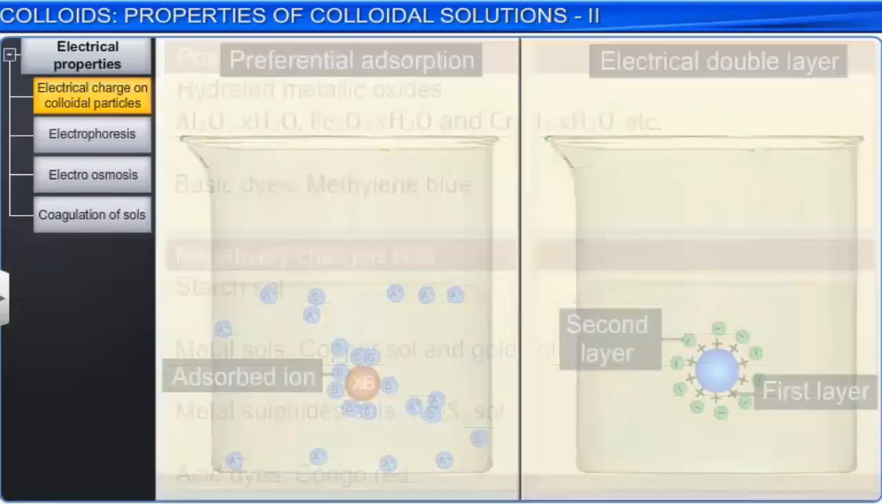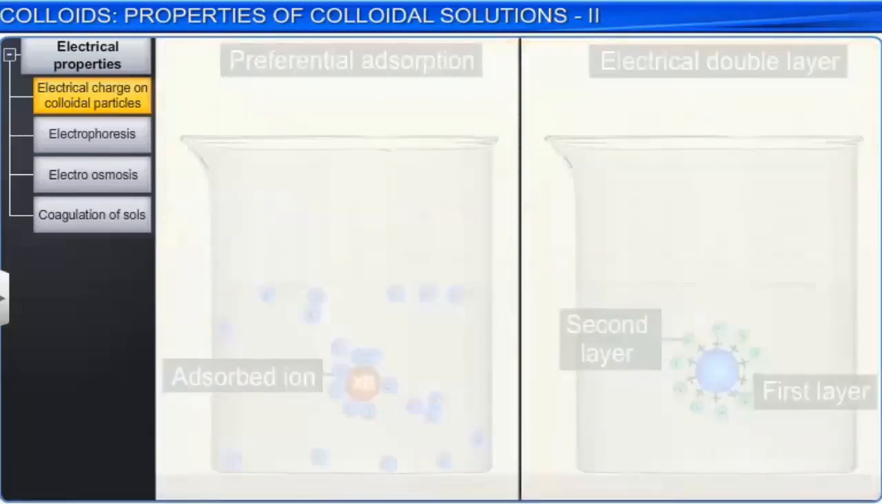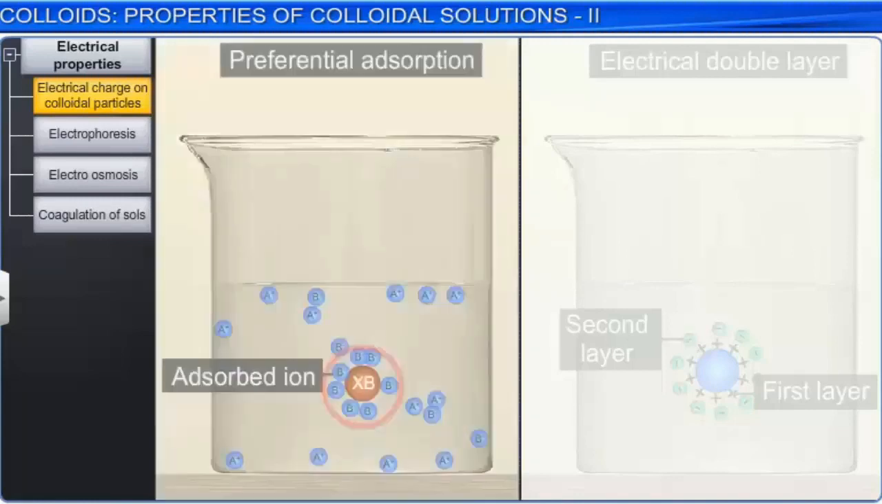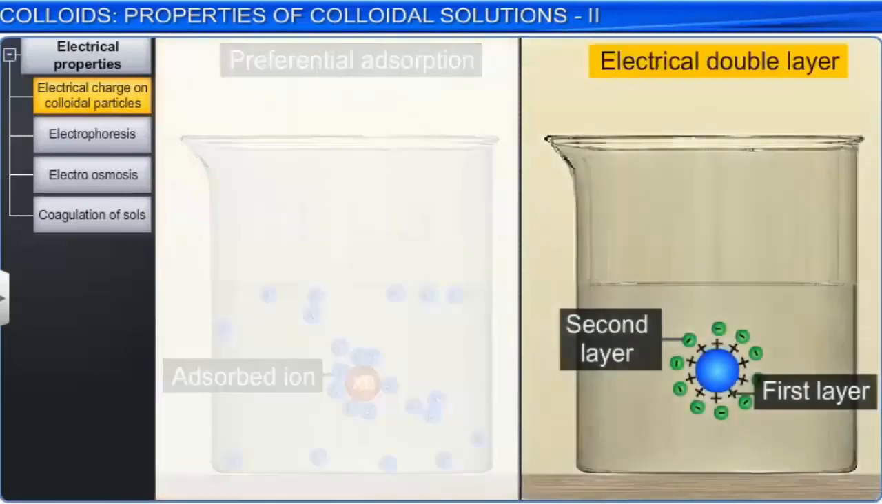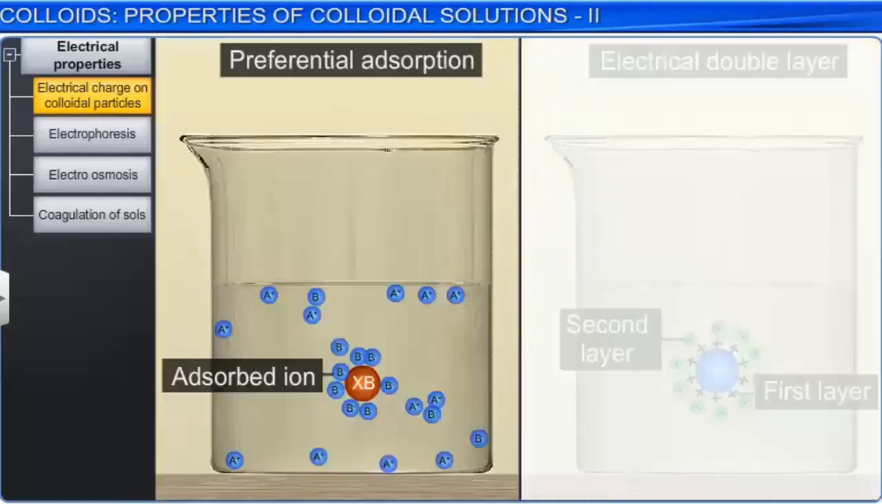The electrical charge on colloidal particles may be due to several reasons. These include electron capture by the colloidal particles during electrodispersion of metals, preferential adsorption of ions from the solution, and the formation of an electrical double layer. Let us discuss the most accepted reason first. The preferential adsorption of ions.